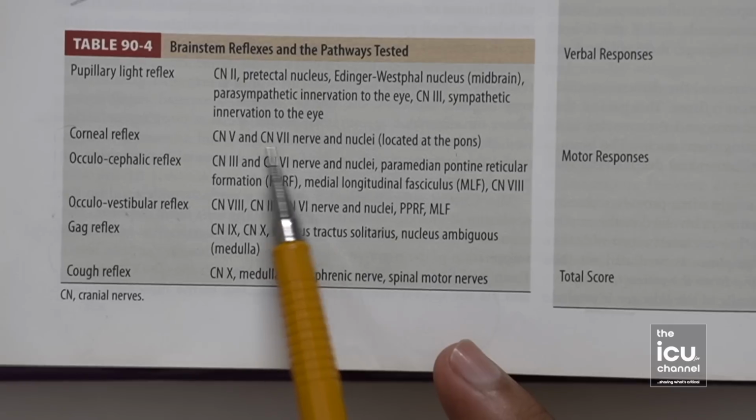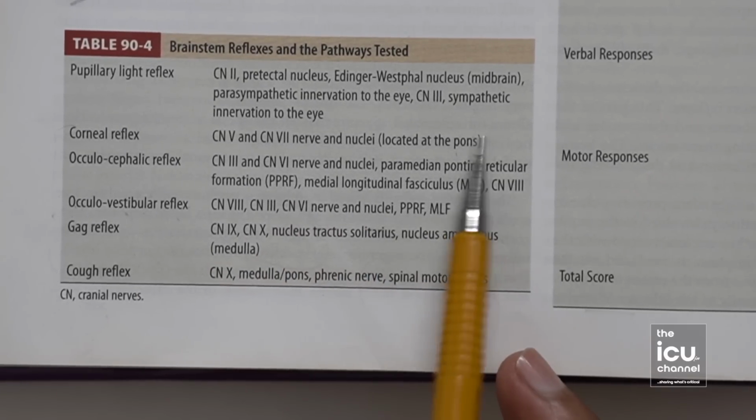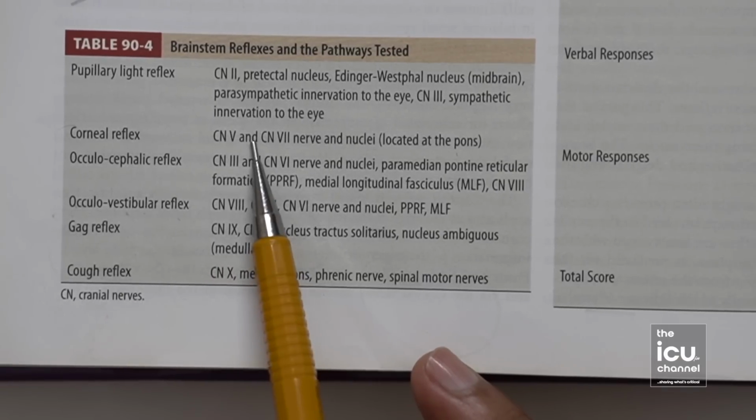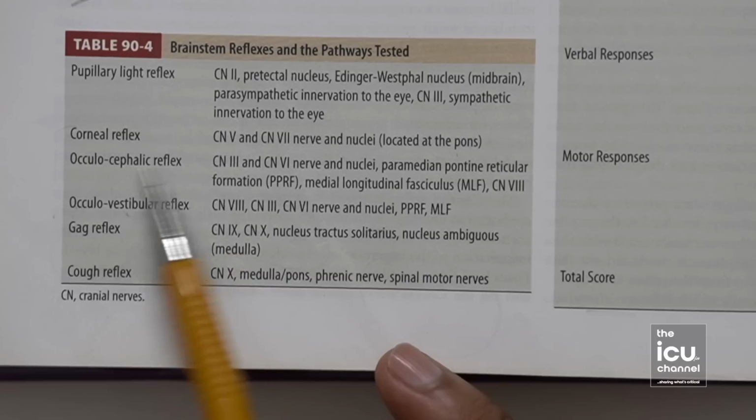Then corneal reflex. Via cranial nerve 5, it takes the sensory signal, and via cranial nerve 7, it brings the signal back and the eye blinks. So we are testing the pons, because both these nuclei are located in the pons. So corneal reflex is testing the pons.